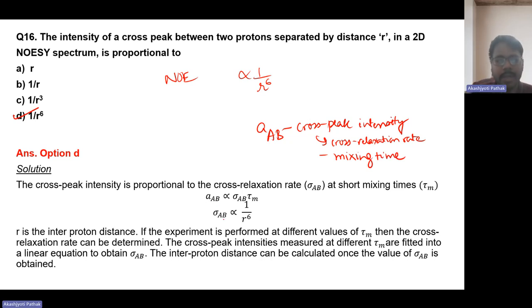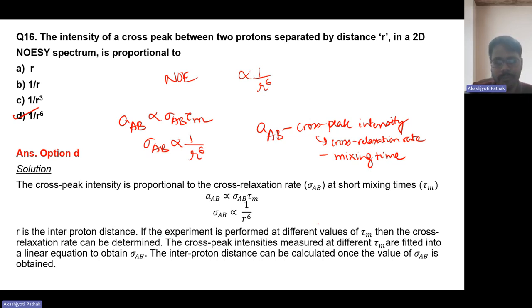So how does it vary? This is the expression: the intensity of the cross peak is proportional to the cross relaxation rate and the mixing time. And sigma AB is the cross relaxation rate. This cross relaxation rate is inversely proportional to the sixth power of the distance between the two spins, where r is the interproton distance.